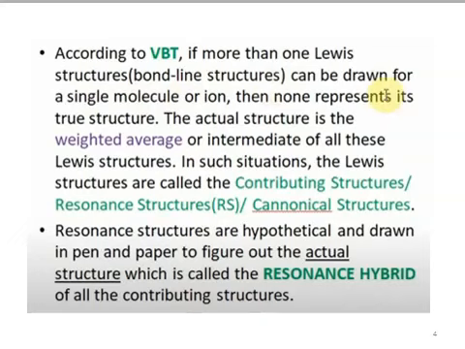According to VBT, if we have to draw more than one Lewis structure for a single molecule or an ion, then none of the drawn structures will be the true molecule, and the actual structure will be the weighted average of all the drawn Lewis structures, right? In such a situation, the Lewis structures we have drawn are known as the contributing structures. They are also known as the resonance structures, abbreviated as RS, or canonical structures. While the true or original structure is known as the resonance hybrid, right?